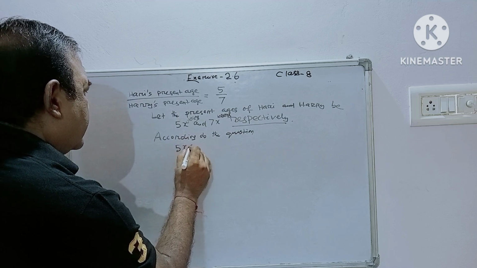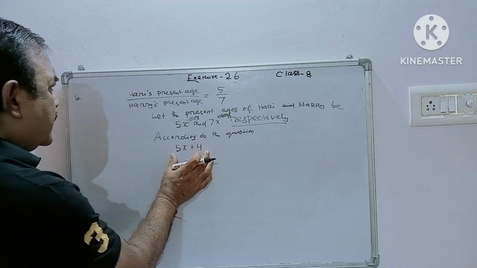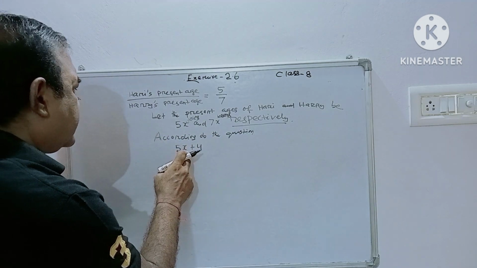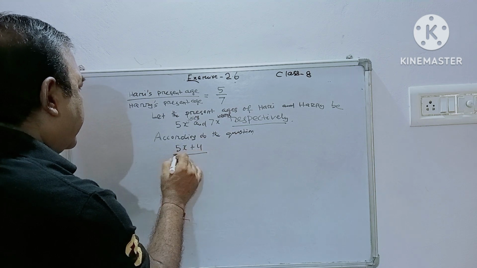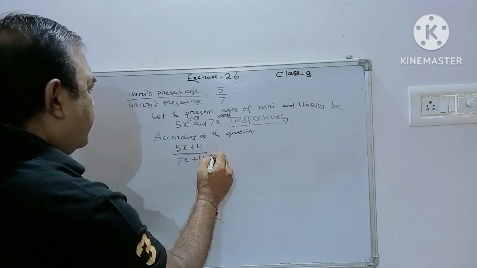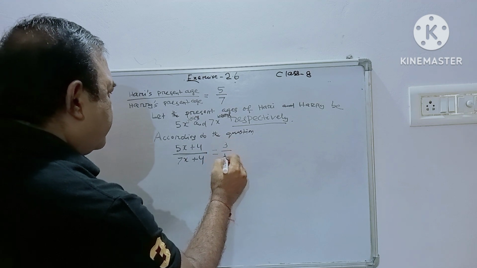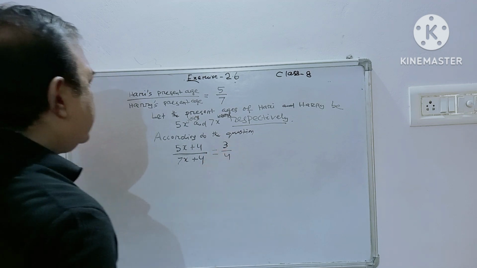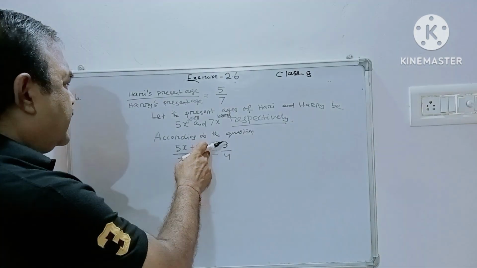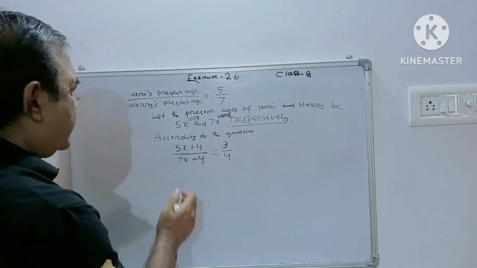5x plus 4 years is Hari's age after 4 years, because his present age is 5x years, so 5x plus 4 whole divided by 7x plus 4. This ratio will be equal to, as given in the question, 3:4, 3 upon 4. Here it is years, here it is years, so the same unit cancels, because it is in the numerator and in the denominator. So the ratio is 3:4 here.